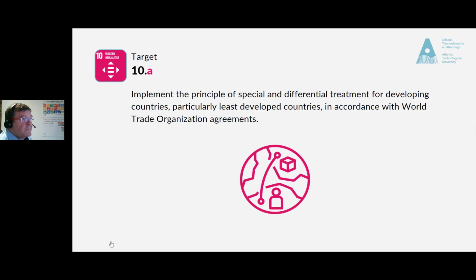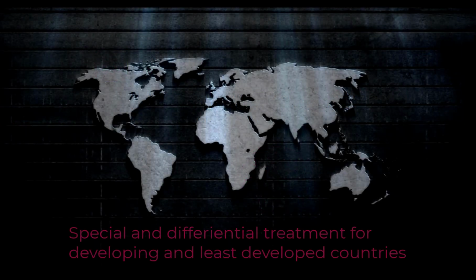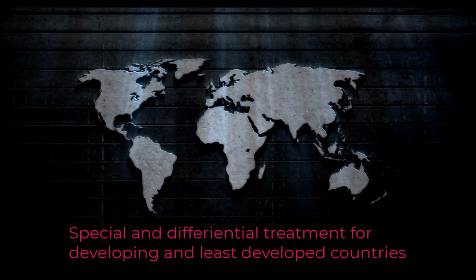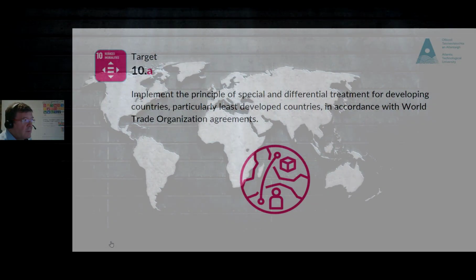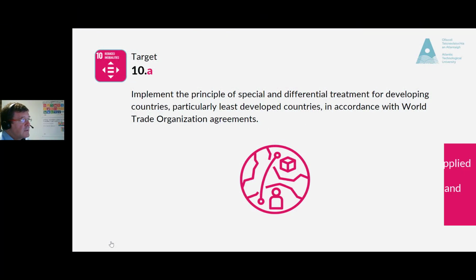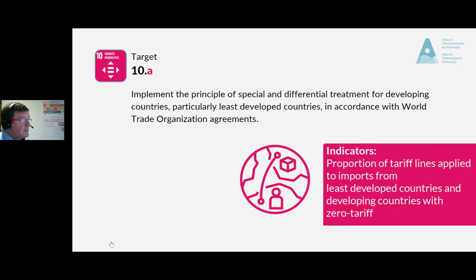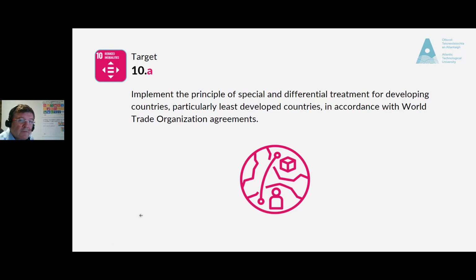Target 10.A: Implement the principle of special and differential treatment for developing countries, particularly least developed countries, in accordance with the World Trade Organization agreements. The indicator here is the proportion of tariff lines applied to imports from least developed countries and developing countries with zero tariff. How do you think least developed countries will progress if they face the same tariffs as rich countries?